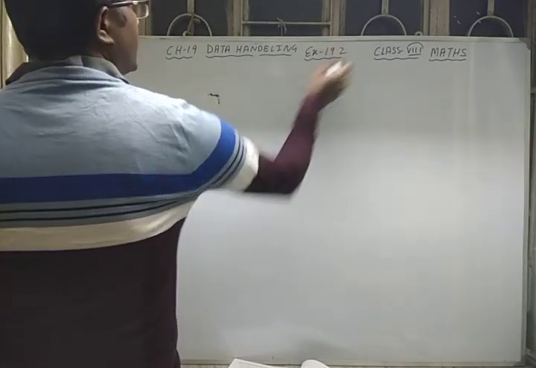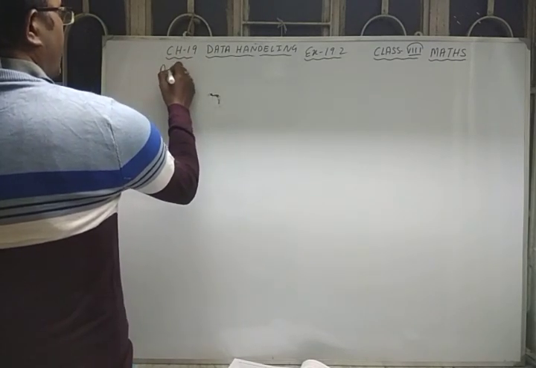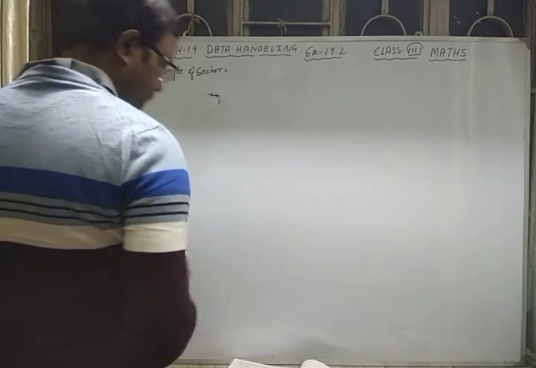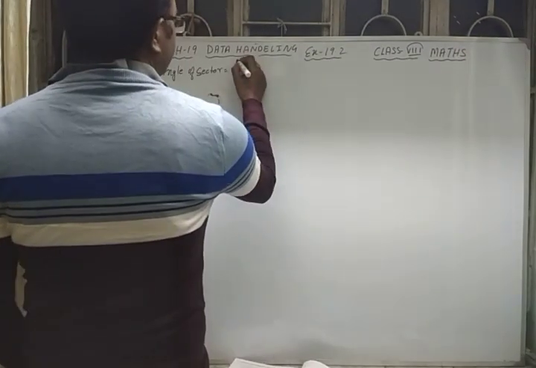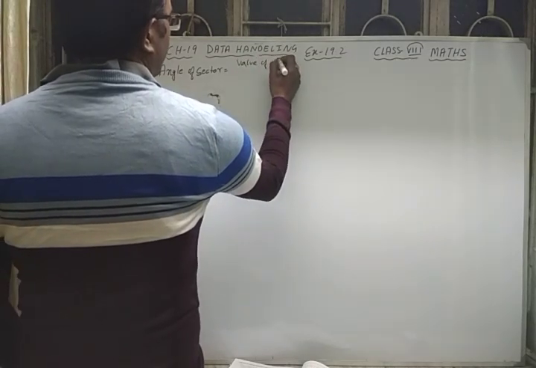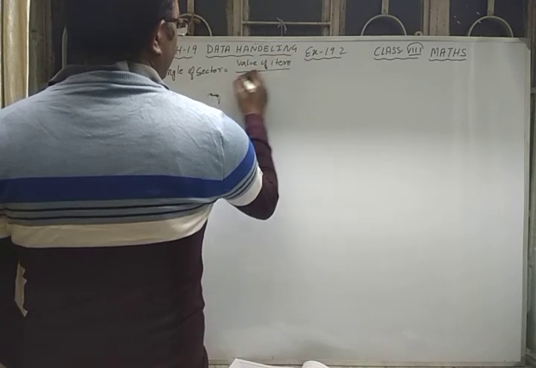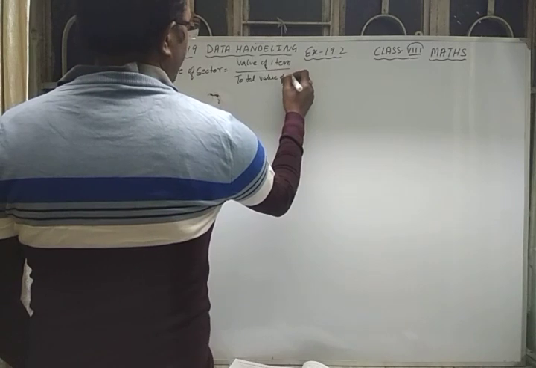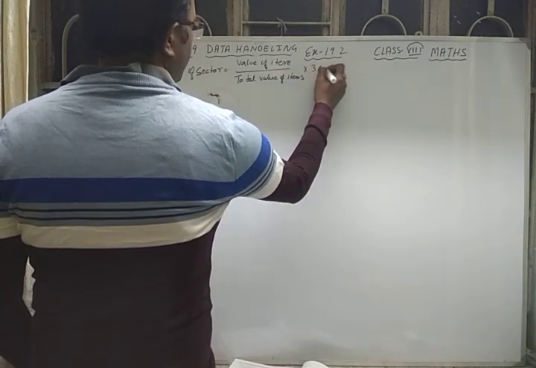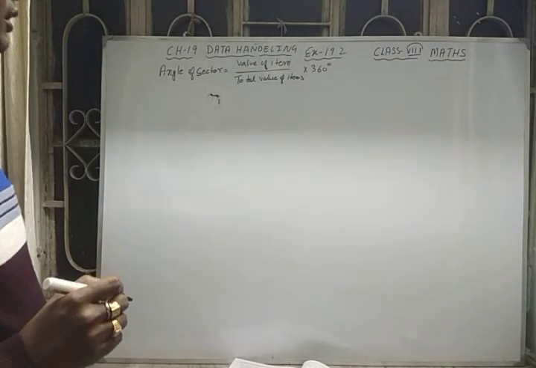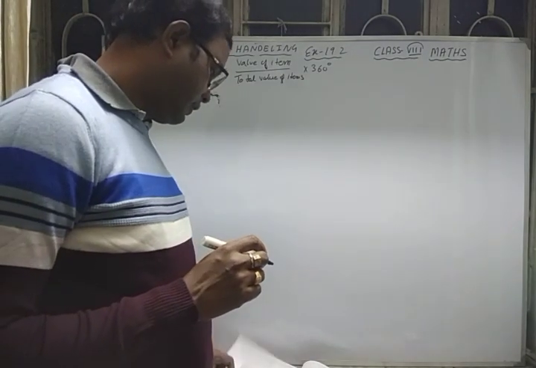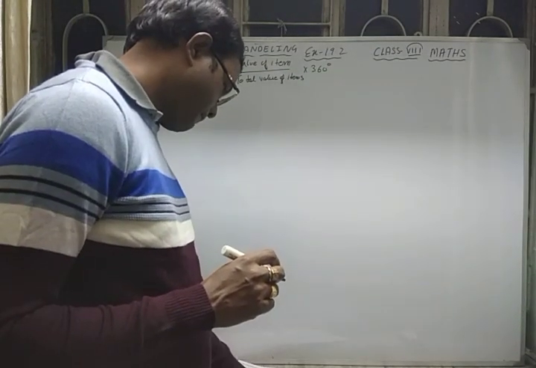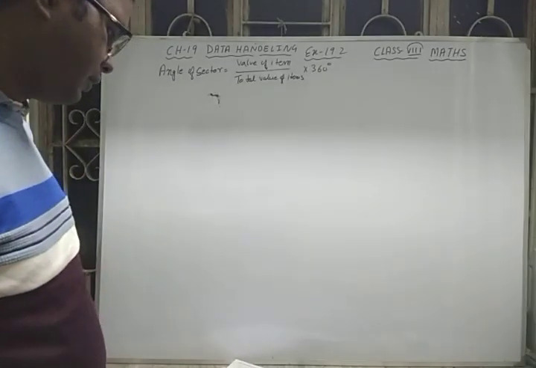Here it is. We will do exercise 9.2. First of all, you should note the angle of sectors. Angle of sector is equal to the value of item divided by the total values of items into 360 degrees. By using this formula, first of all you have to find the angle of sector. So in this, first of all I am going to draw a pie chart. I am going to show you question number 10.